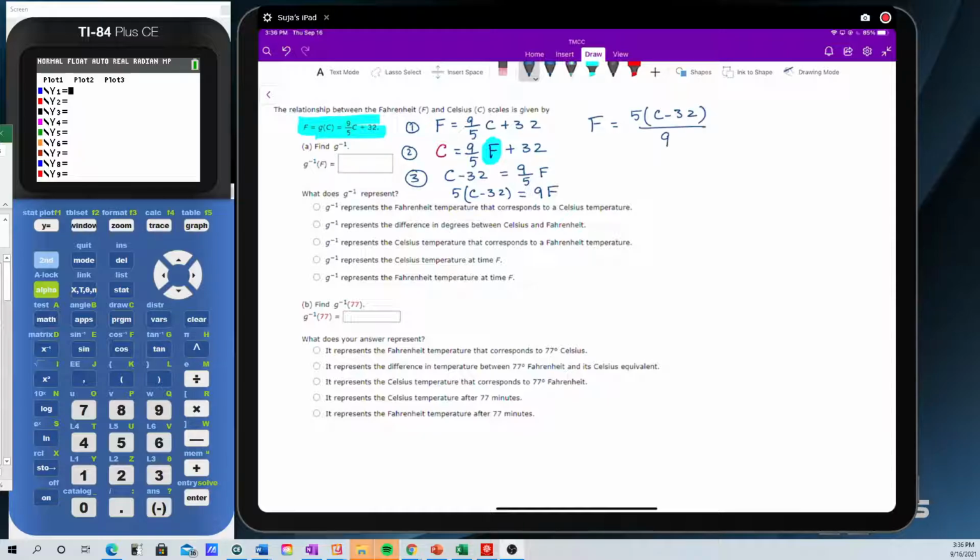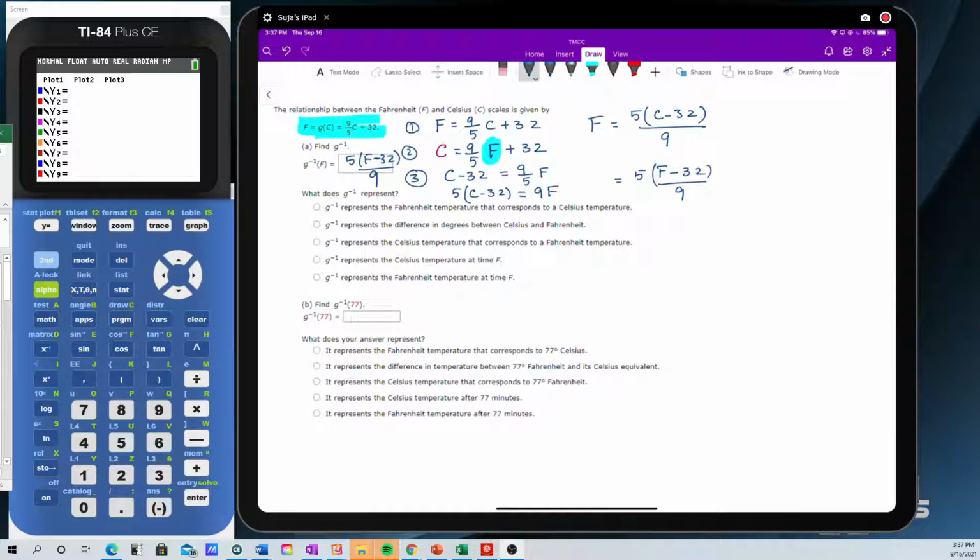Now switch it back. So now your f would become your g inverse of f, or the inverse function. And therefore this will be c is equal to 5 times f minus 32 over 9. So technically you're switching it back and forth. So that's what would go here: 5 times f minus 32 over 9.